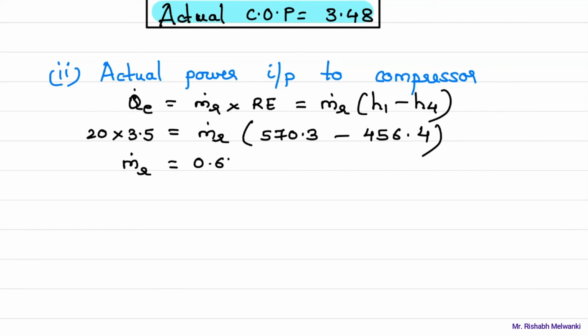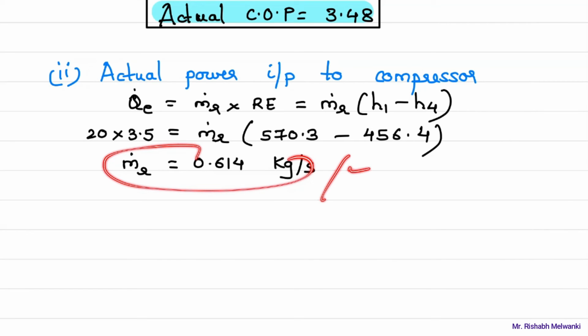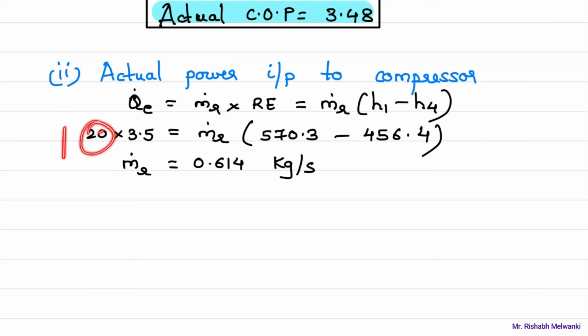0.614 kg per second. Now here you shouldn't write kg per second per TR. Why? Because it is given that it is 20 TR. So you cannot use the per TR unit over here, like we had used in the case where it was given to calculate the mass flow rate of refrigerant per TR. In that case we had taken 1 TR and calculated this in kg per second, and we wrote kg per second per TR. So here a total of 20 TR is mentioned in the question. So we have found the mass flow rate of refrigerant.